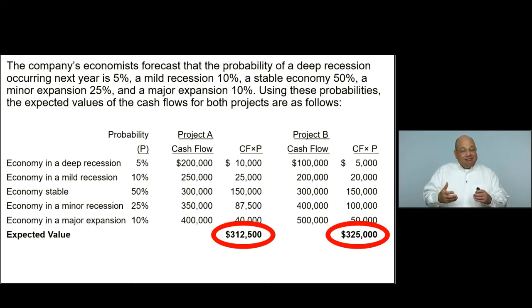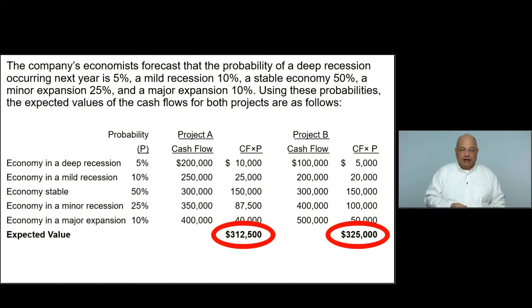Project B has a higher ceiling and a lower floor, just a greater range between them. Project A has less risk because there's less variability. There's less variability within Project A than there is with Project B. So Project B, higher expected cash flow, but greater risk because of the greater variability.